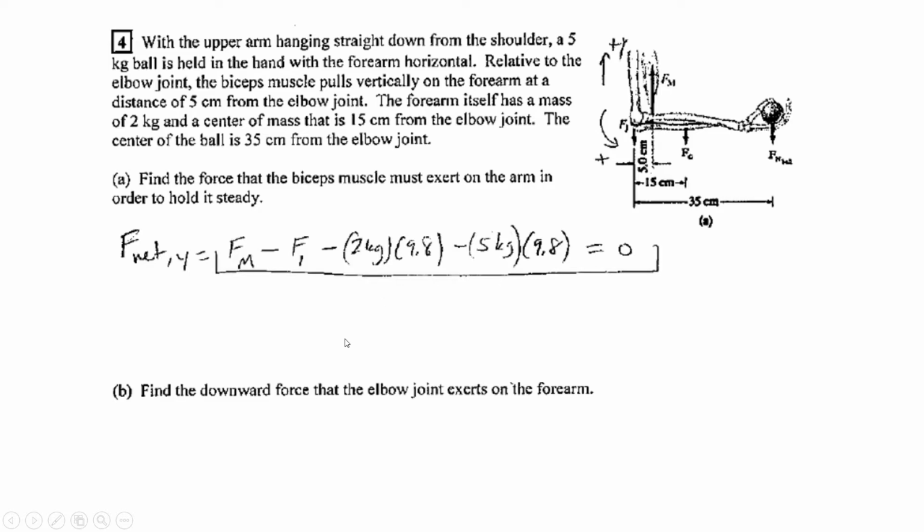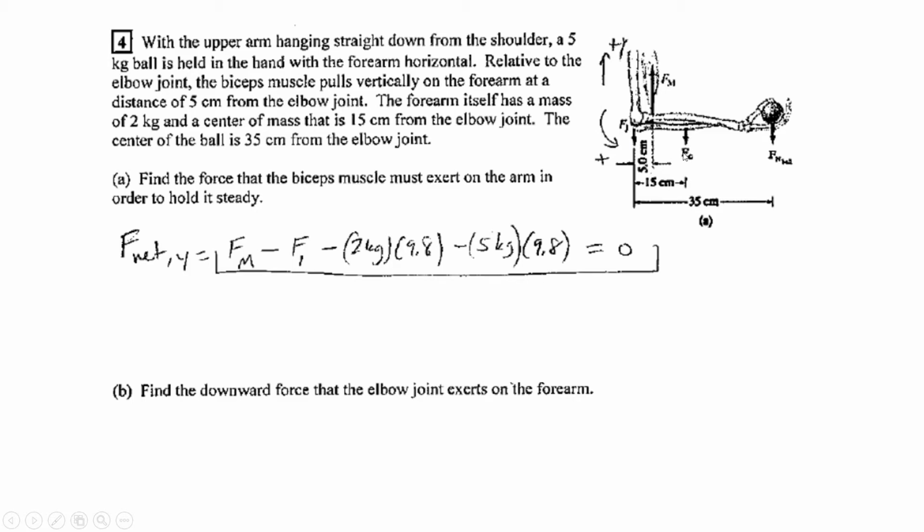Let's first do F net y equals 0. It looks like there are 4 different forces that have non-zero y components. F1, I guess I'm calling it F1. I guess I misread it here. It looks like it's actually an FJ for joint or whatever, but I called it F1 here. F1 is going downward, right? It has to push downward. So it's negative.